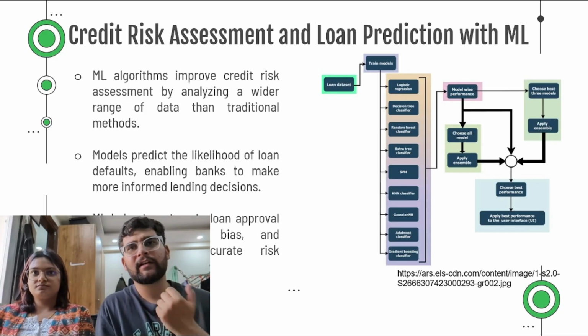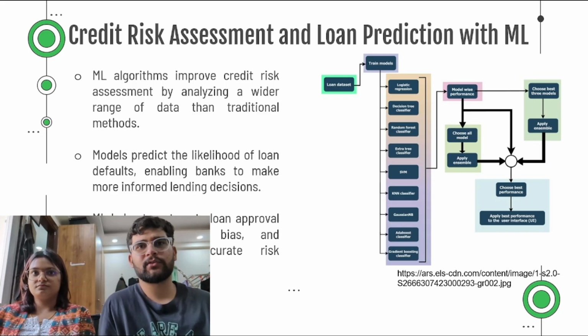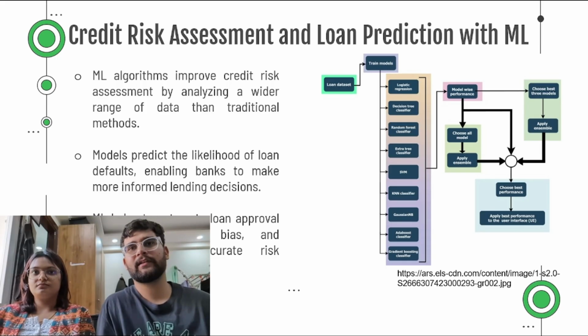Then comes credit risk and loan prediction. ML models consider more factors than traditional credit scoring, improving fairness and accuracy. They also streamline loan approvals, making them faster and less biased.